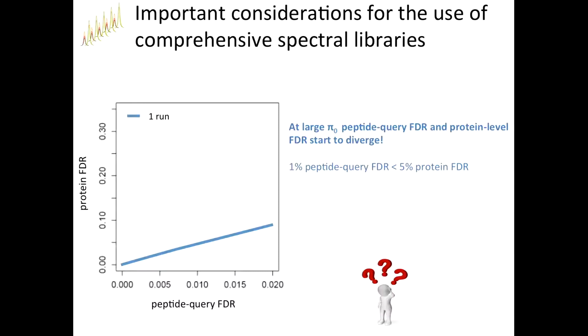So in this schematic plot here, you can see, okay, we have on the x-axis the peptide query FDR. Let's say we go to 1%. We go up here. This is the match to the protein level FDR. And you can see, oops, we have 5% protein level FDR. So the question is, what's going on here?